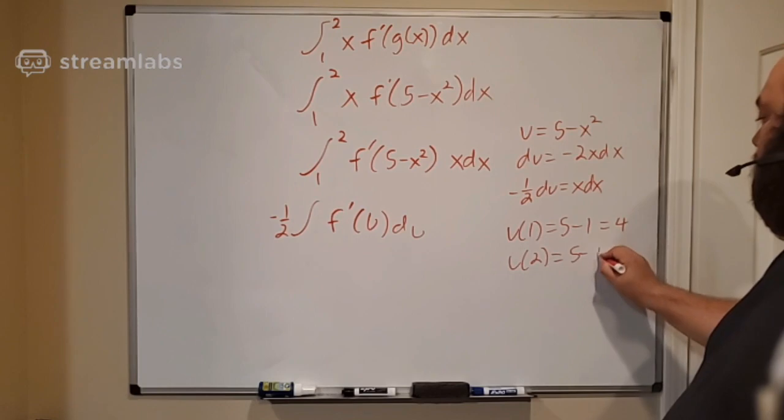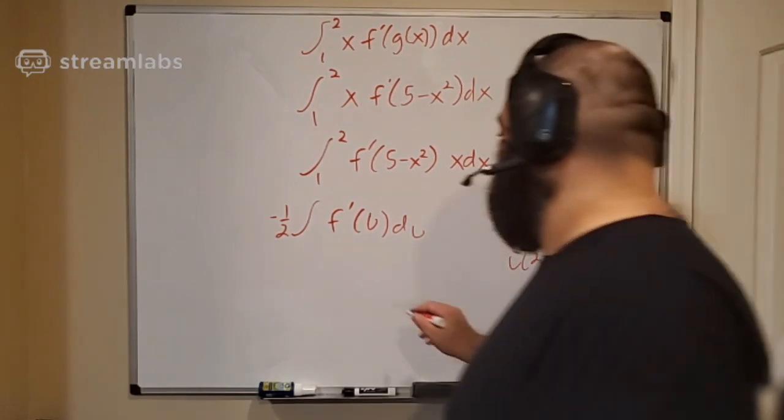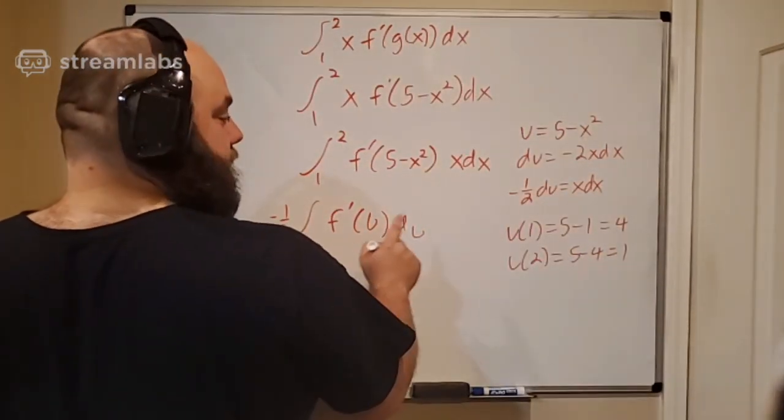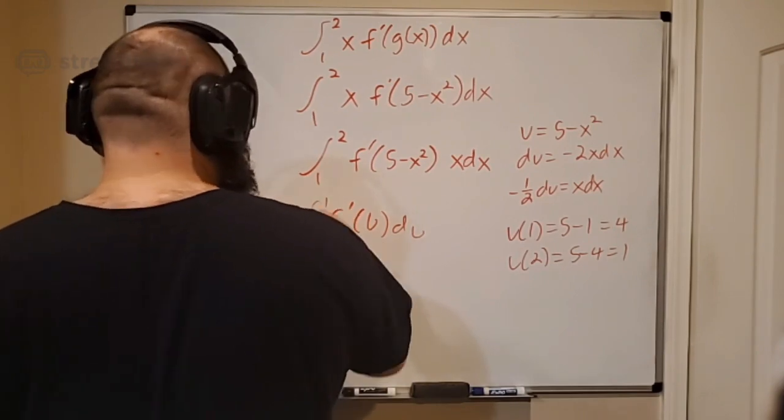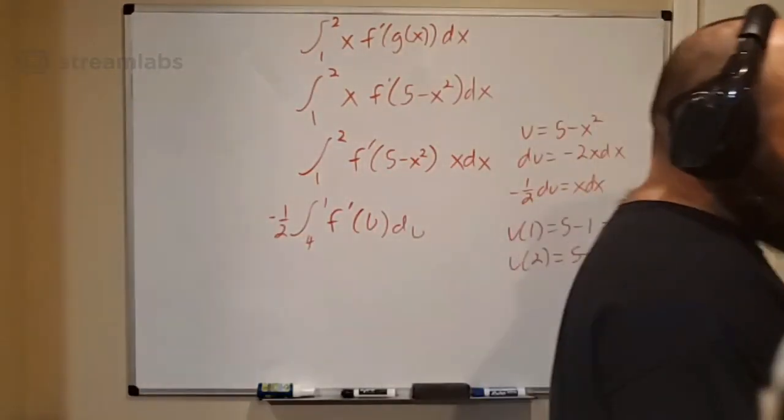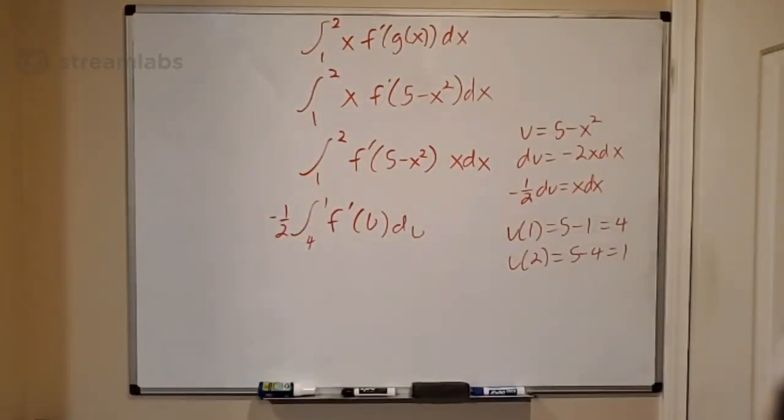So our bounds are 4 to 1. Also be very careful, make sure you do not switch them to make them in the proper order. You have to replace them for whichever value they were. So 1 goes to the 4, 2 changes to the 1. Don't make that from 1 to 4.